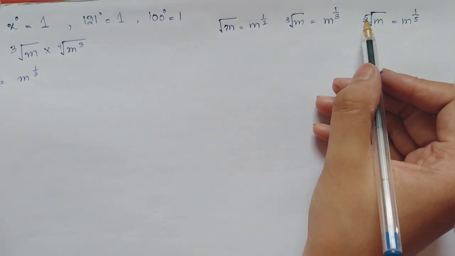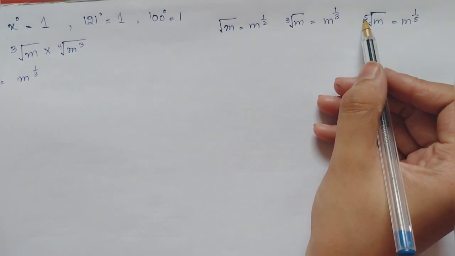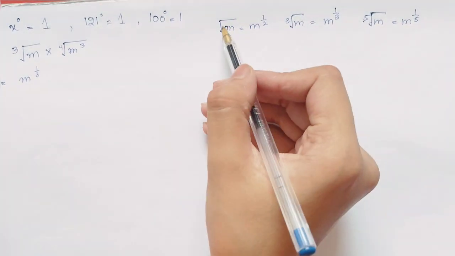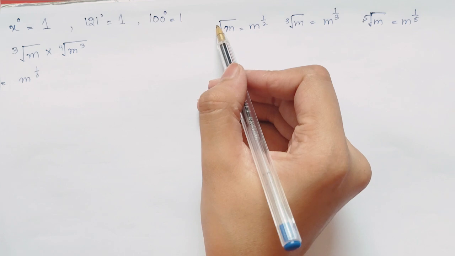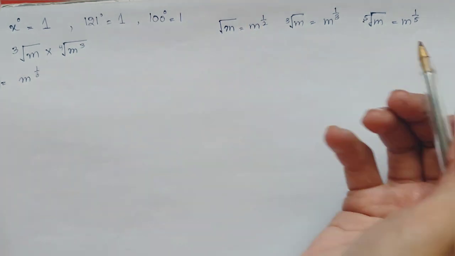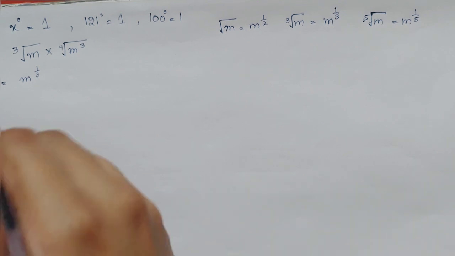Every number written here is called the root. 5 means fifth root, 3 means cube root. And if there is no number written here, it means it's a square root, so the power is 1 by 2. This is the way you write the square roots, the power roots.